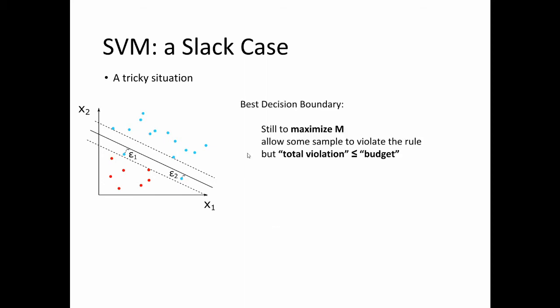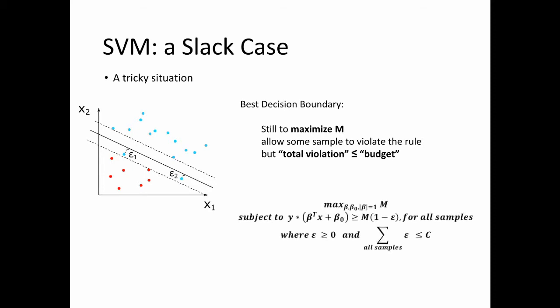We're going to modify the SVM such that we are still going to look for the maximum m, maximum distance to the nearest point, but we will allow some samples to violate the rule. That is, for example, there's two blue dots. We will allow their y times distance to be negative. But the total violation should still be smaller or equal to some budget, because otherwise too many points may be misclassified than we are comfortable with.